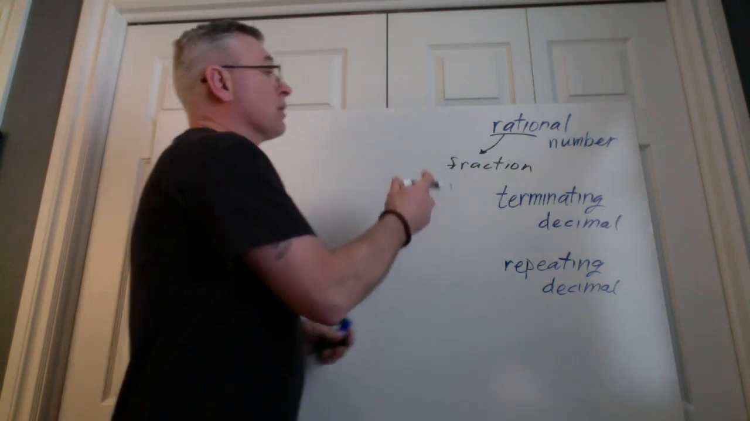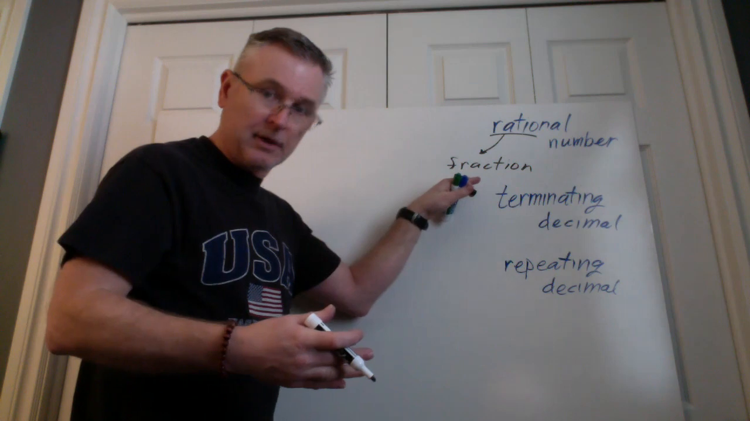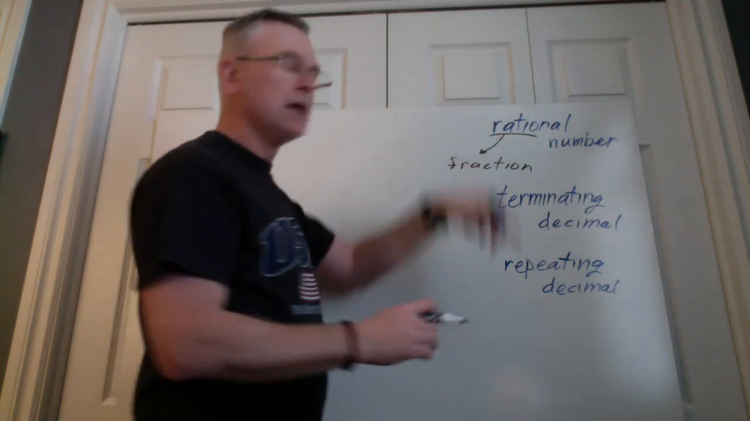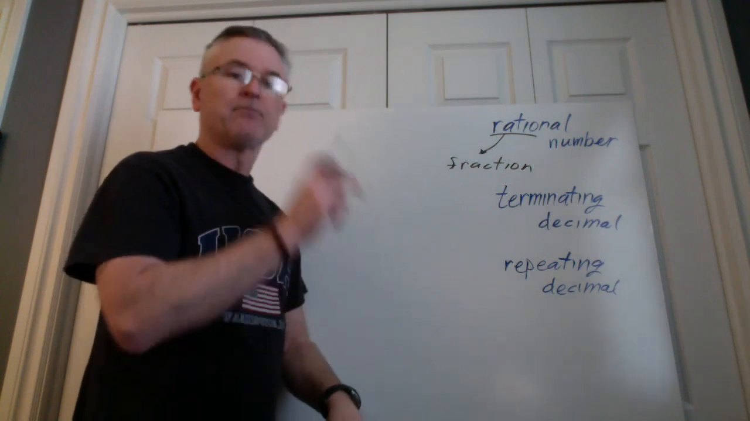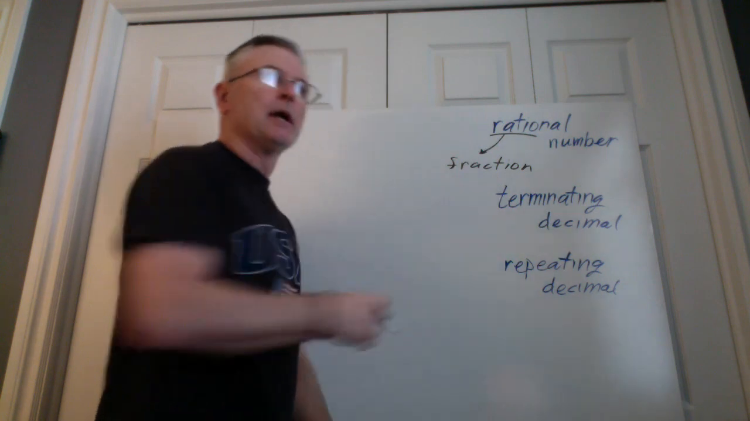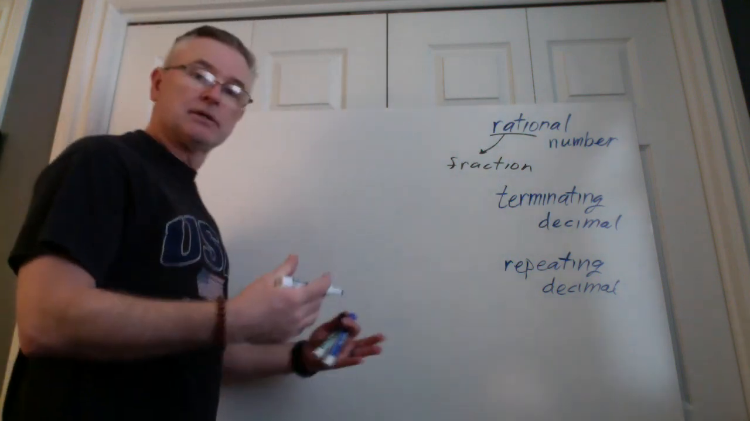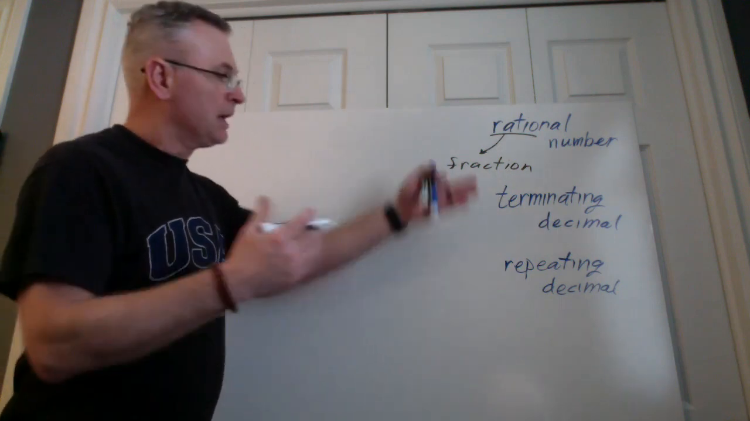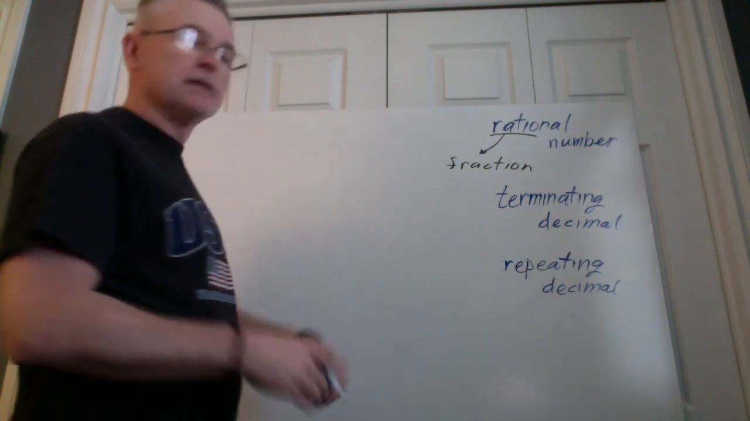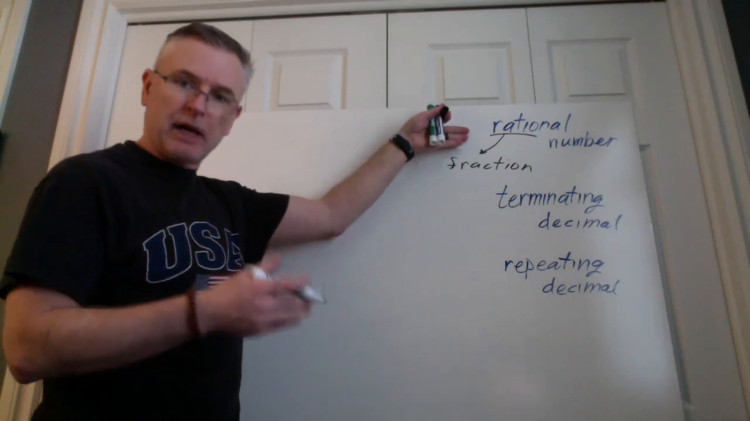Now, the numbers that are not rational are not referred to as not rational. They're called irrational. So we put an IR on the front of this. IR means not rational. Numbers that cannot be written as fractions. An example of that everybody knows is pi. Pi does not terminate. It doesn't repeat. Therefore, it cannot be written as a fraction, or it is not a rational number.